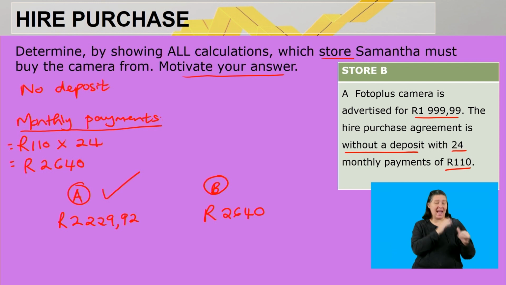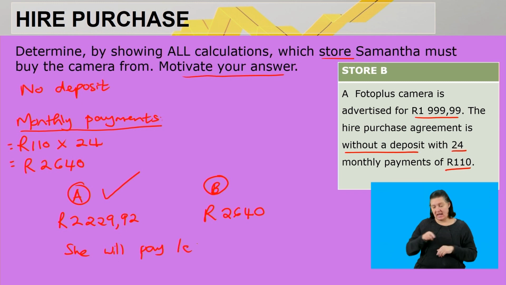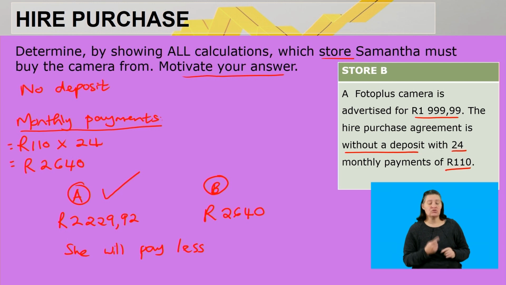Why? Because in the end, she will pay less for this camera. Can you see? Okay, we didn't ask to calculate the difference or the amount of money that she will save, but it's important for you to verify that based on your calculation, looking at the 2,229 Rand 92 cents and the 2,640 Rand, which one will be cheaper? In this case, definitely buying the camera from store A.